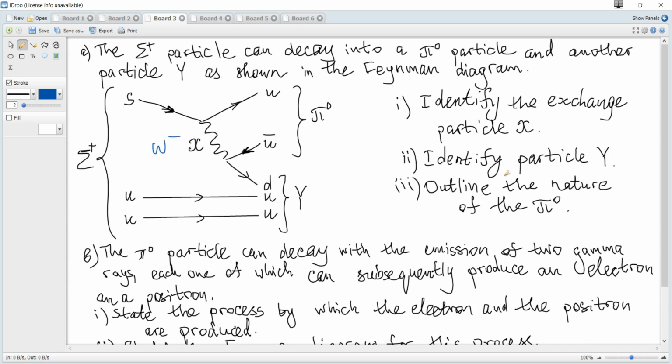Identify particle Y. You can see that the structure of Y is UUD. It's a baryon, and let's consider charge. U has a charge of 2/3, so 2/3 plus 2/3 minus 1/3 is plus 1. So a baryon which is positively charged, it's a proton. So Y is a proton.